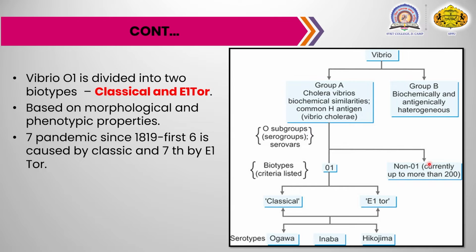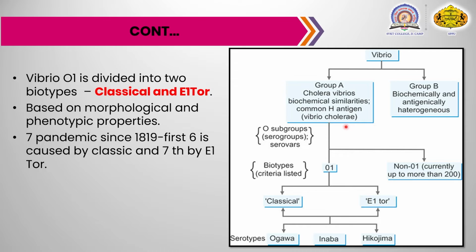So this is a flow chart representing the classification of Vibrios. See, the Vibrios are categorized as group A and group B. Group A Vibrios have a common H antigen, and their O antigen is variable. When we talk about group B, they are morphologically similar to Vibrio, but they are a biochemically as well as antigenically heterogeneous group.